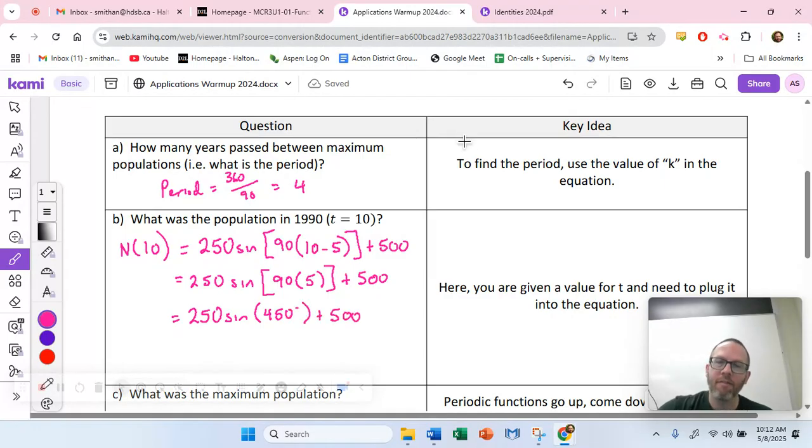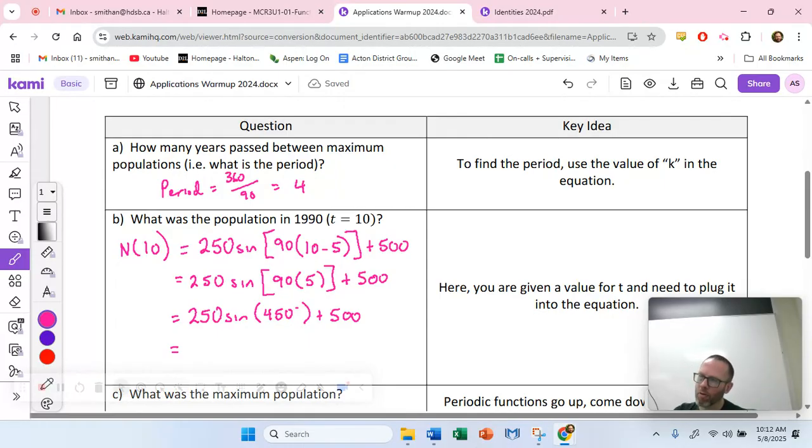And then at this step, I'm going to just use my calculator to evaluate the rest of this. It's basically just plug and play. Kind of like, in my opinion, free marks. Put in a value, use your calculator. But here we use 10 because 1990 is 10 years after 1980.